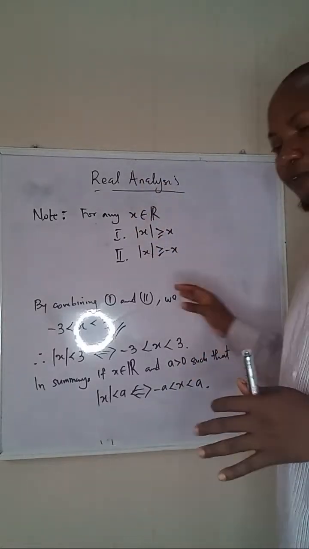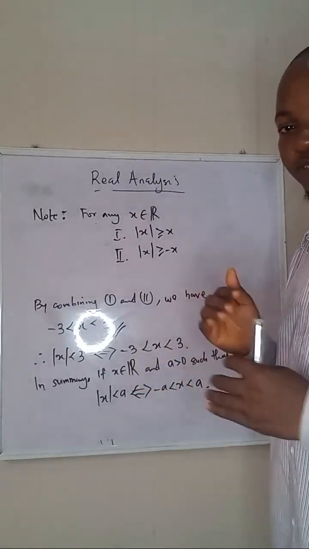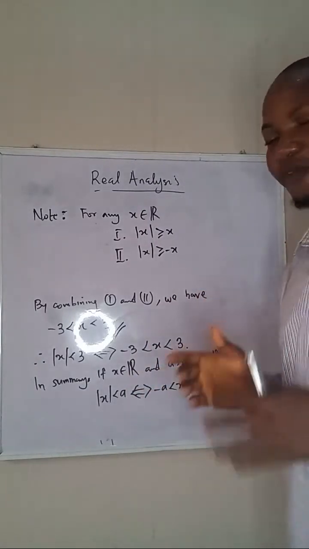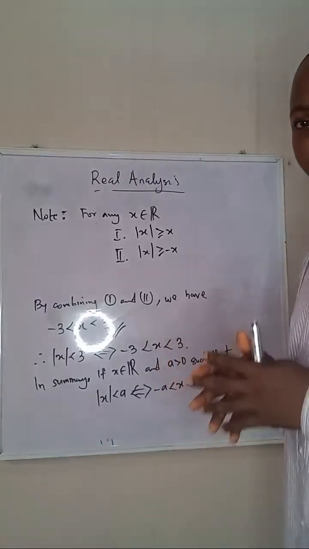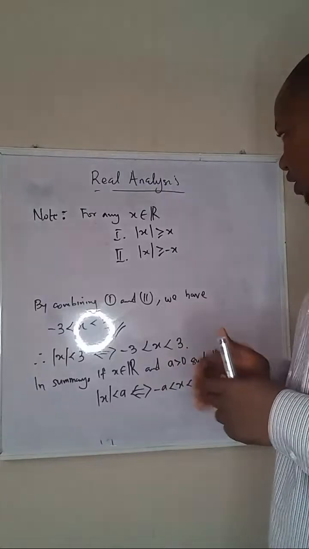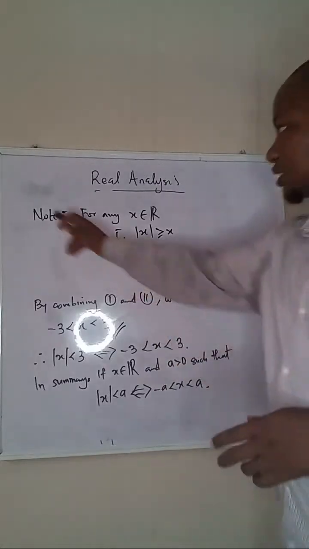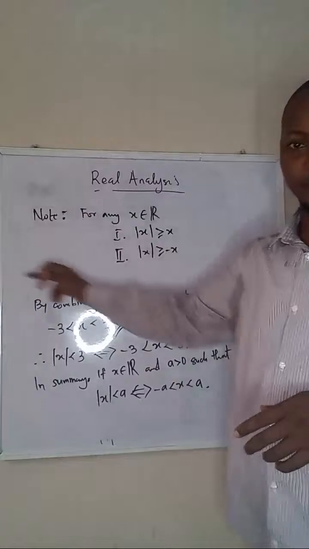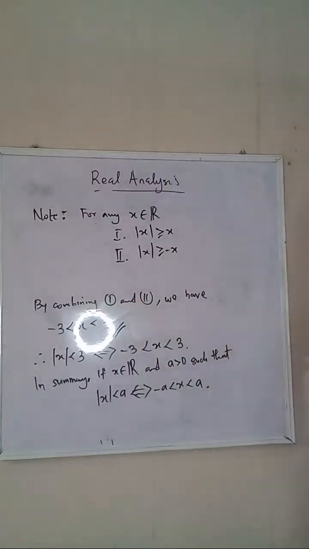Now, in what follows, we will be talking about properties of absolute value one after the other. I think we will be discussing about 8 of them here. So let's take them one after the other. But before that, please kindly note this. Please note that before we proceed.